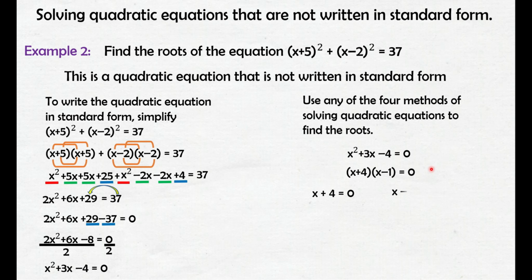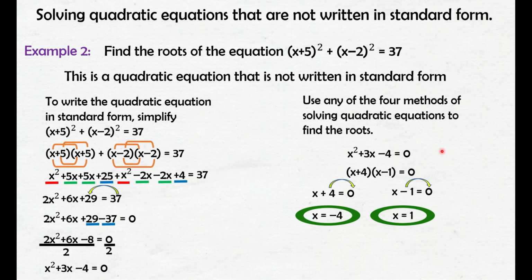And then by zero product property, equate lang natin yung dalawang factor sa 0. So, we have x + 4 = 0 and x − 1 = 0. Then transpose 4 to the right side of the equation, we get x equals negative 4. And transpose naman yung negative 1 sa right side, makuha natin is x equals 1. And then yung negative 4 and 1 ngayon ang magiging roots or solutions natin.